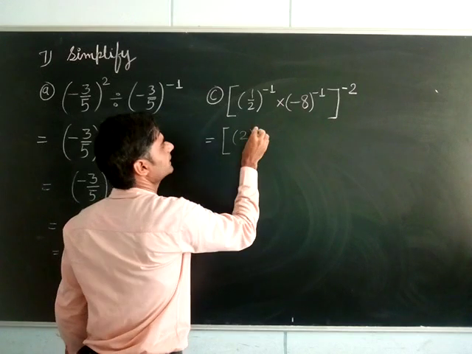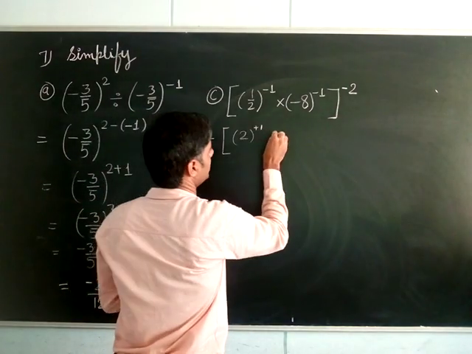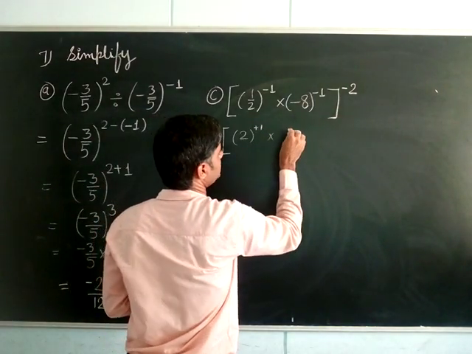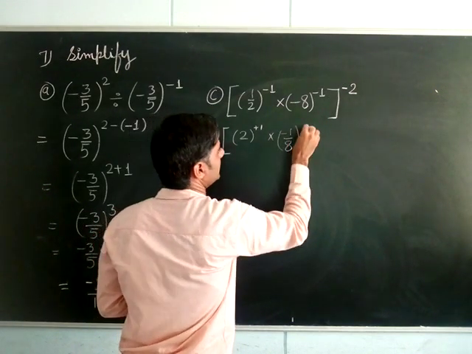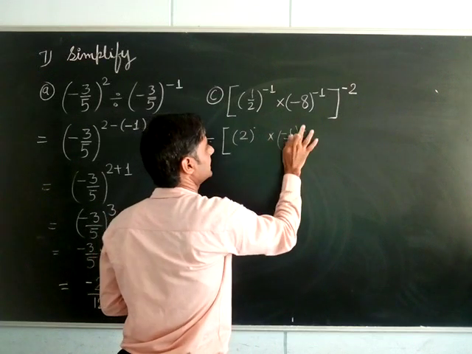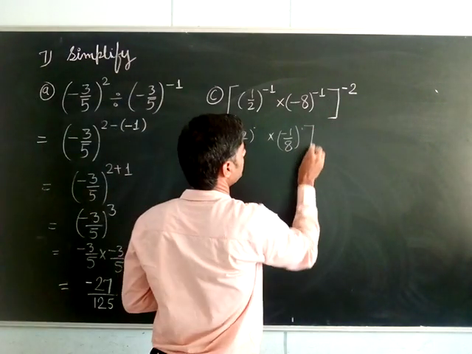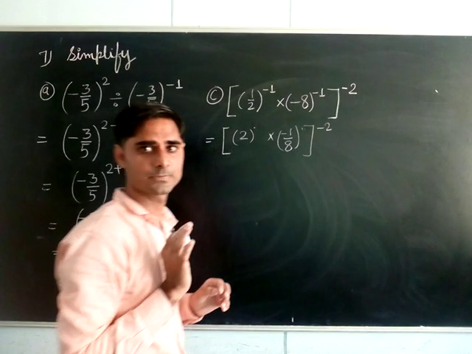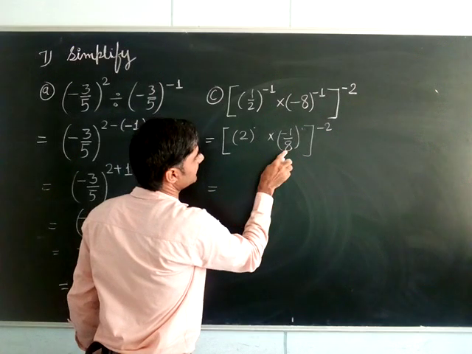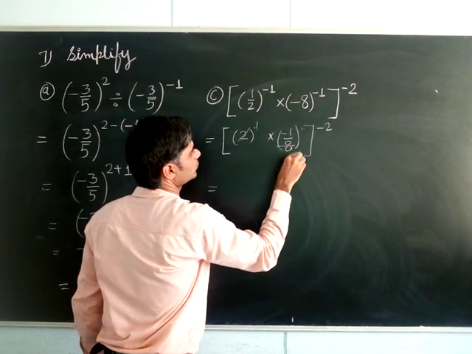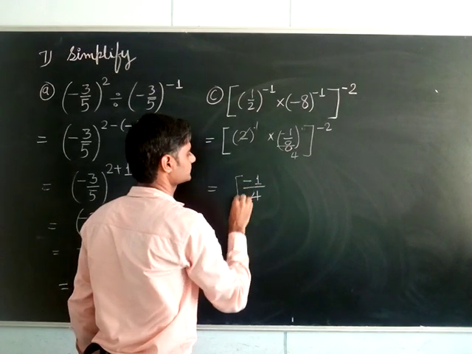2 upon 1 means 2 only, and the power will be plus 1. Reciprocal we are taking. Multiply by this minus 8 power minus 1. So this will be equal to minus 1 upon 8. Reciprocal we have taken, and the power will be plus 1. And plus 1 we will write, or don't write, doesn't matter. Okay, and whole power is minus 2. First solve in the bracket. This will be equal to 2 multiplied by 1 upon 8. 2 1s are 2, 2 4s are 8, 1 1s are 1. This will be equal to minus 1 upon 4.